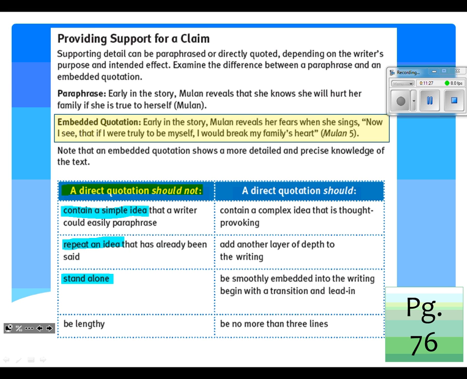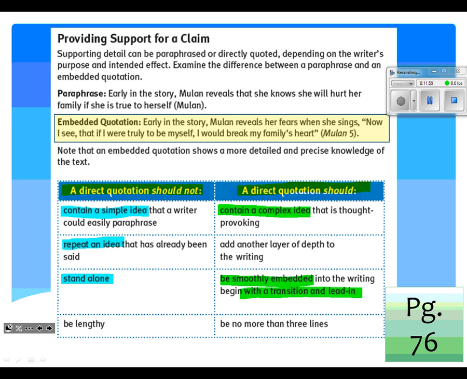All right? So in terms of what a direct quote should do, there's 2 out of these 4 items that I want you to be aware of. The first, the direct quote should always contain a complex idea. Something that gets your readers going, I never thought of that, or I've never heard of that before. And the last one that I want you to know about, a direct quote should always be smoothly embedded. And the way that we do that is we provide a transition and something called a lead-in.